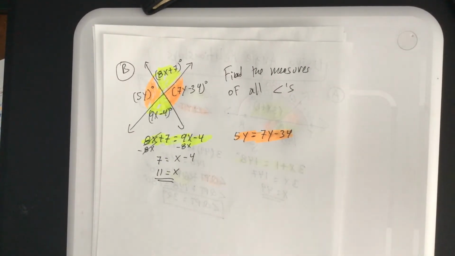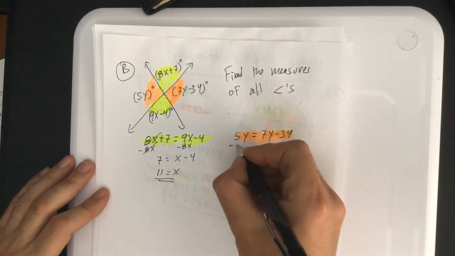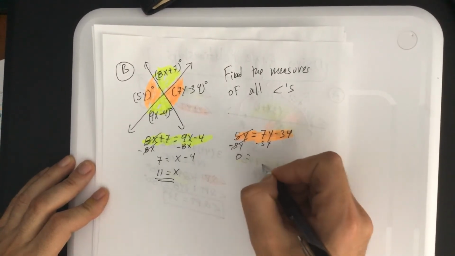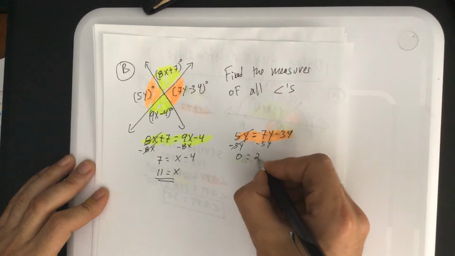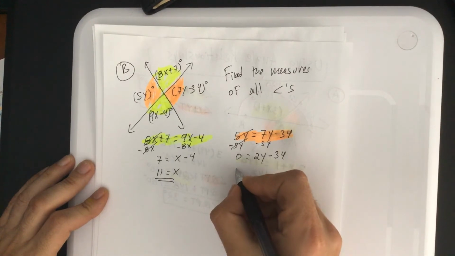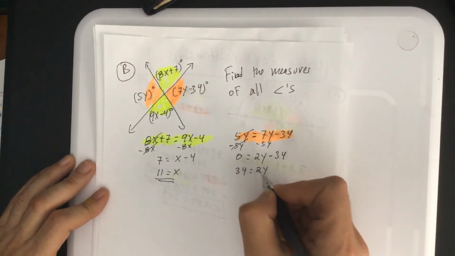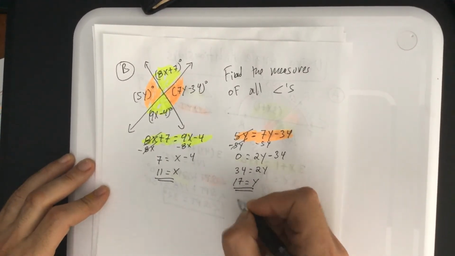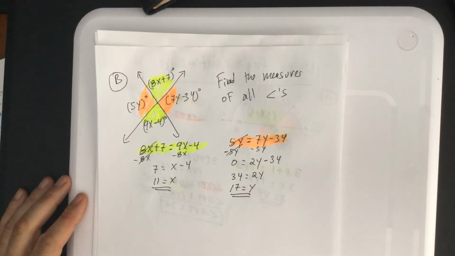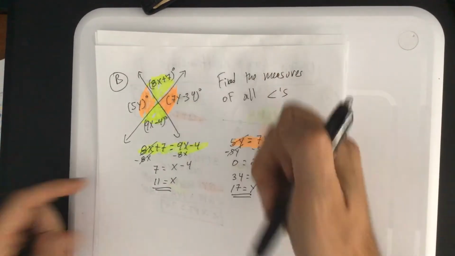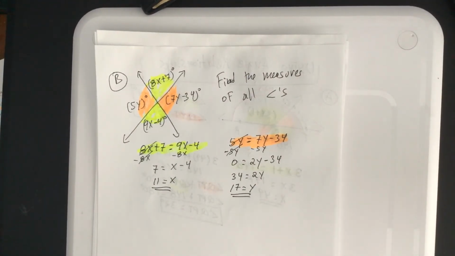Okay? Same deal here. Subtracting 5y from both sides of the equation, that one with that one is a 0. 7y minus 5y is 2y, minus 34. Adding 34 to both sides gives you 34 equals 2y. Dividing by 2 gives you y equals 17. Okay? We've got all that information. Now what we need to do is plug the x and y into each one of them to see if everything is right, and find the values of all of the angles.